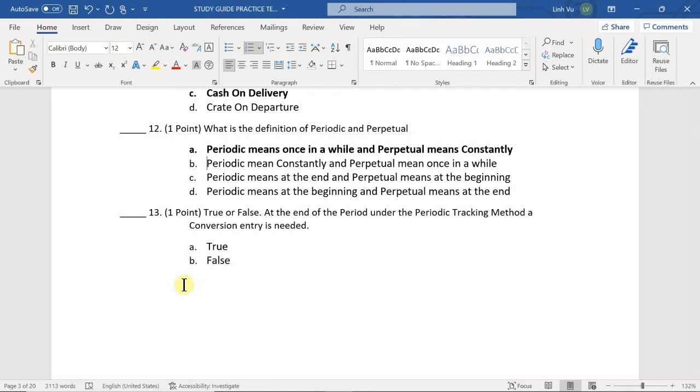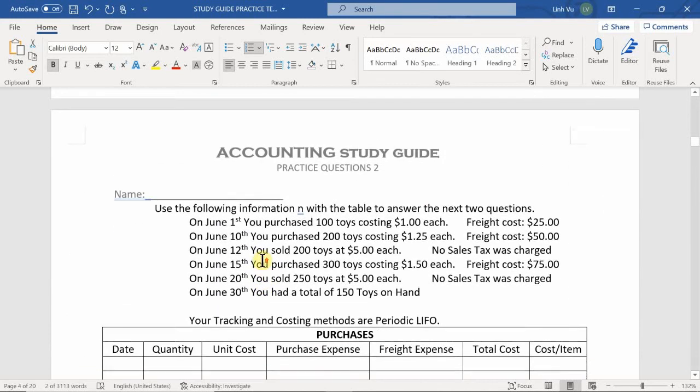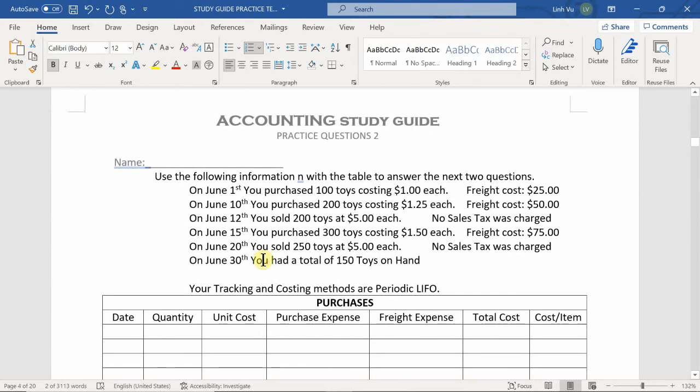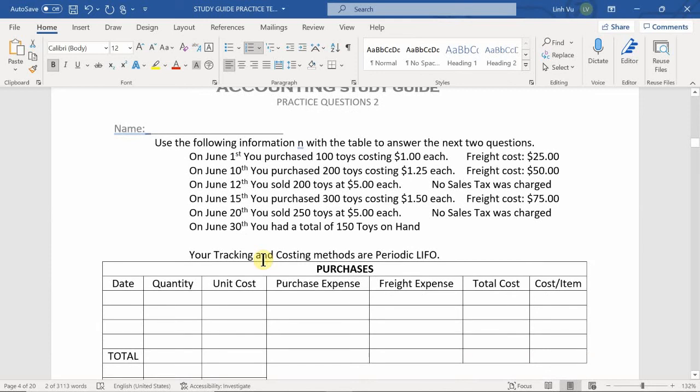And then in the study guide, there are calculations in here. Number 13 says, true or false, at the end of a periodic inventory, a conversion entry is needed. It's true. You need a conversion entry at the end of the period under the periodic tracking method. So here is where we're going to do an example of configuring a periodic inventory, because once again, we're going to be learning both periodic and perpetual on the exam.